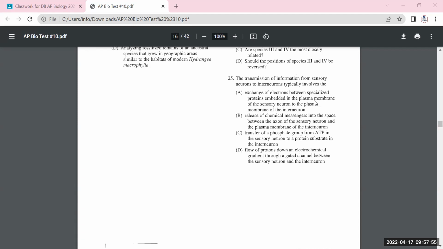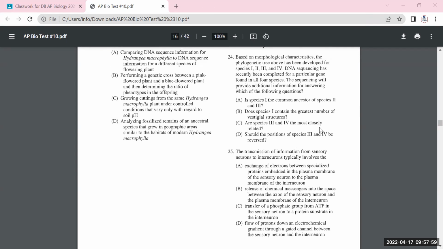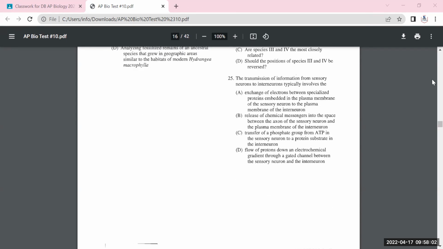25. Oh, sorry. 24 was C, right? The transmission of information from sensory neurons to interneurons typically involves. Okay. How do we transmit something from sensory neuron to interneuron? Typically, what'll come after neuromuscular junction?